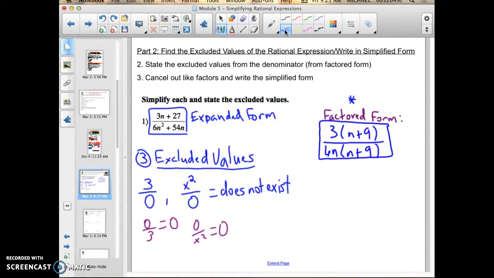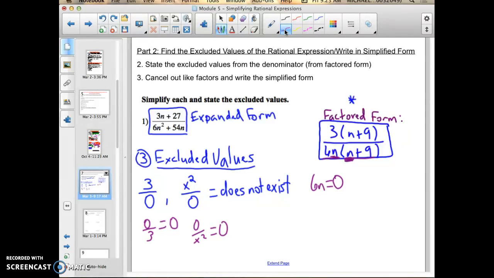So in this case, this is the first step I would take in this process for this part of this objective. I would look at both factors, 6n and then n plus 9. I would set them both equal to 0 and treat it like you were solving it. Because we need to consider what would I put into this variable n to make that factor 0. And then the same question, what would I put into this n right there to make that factor 0? Because again, if it's 0 in the bottom, that doesn't work. So I have to exclude those numbers from my rational expression.